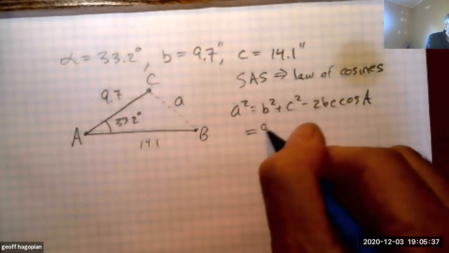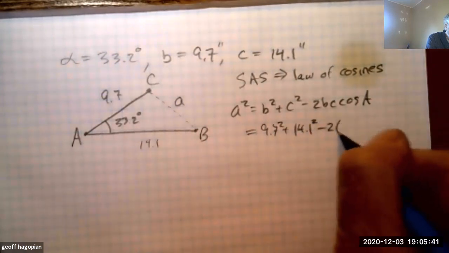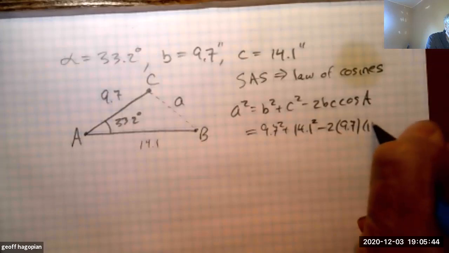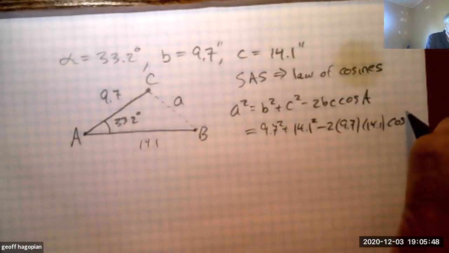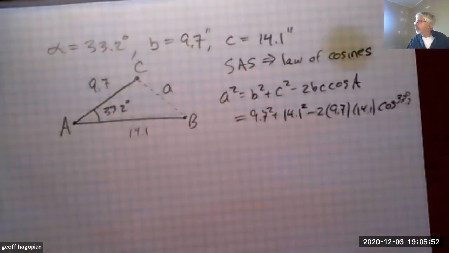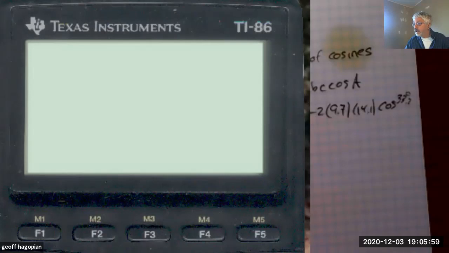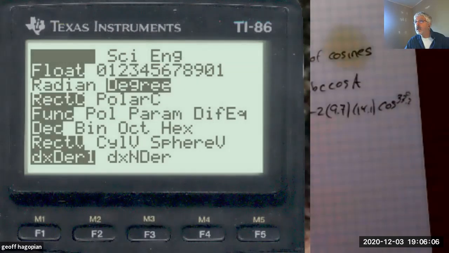And so that's going to be 9.7 squared plus 14.1 squared minus 2 times 9.7 times 14.1 times cosine of 33.2. And we want to make sure we're in degree mode. So let's go to our calculator and turn it on and say, what mode are we in? We're in degree mode. Good.